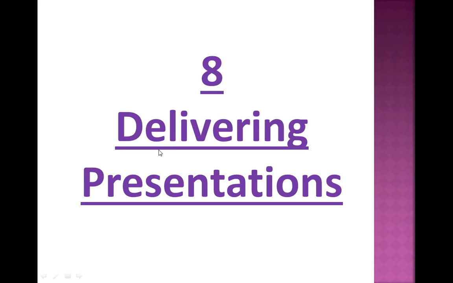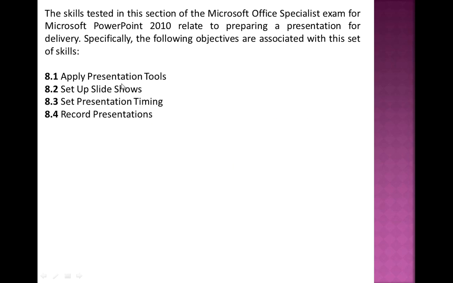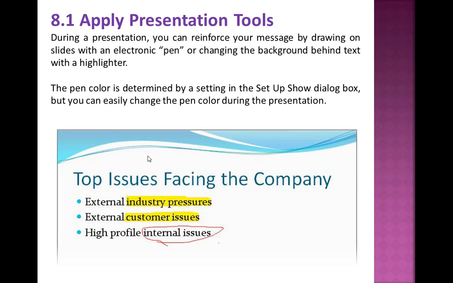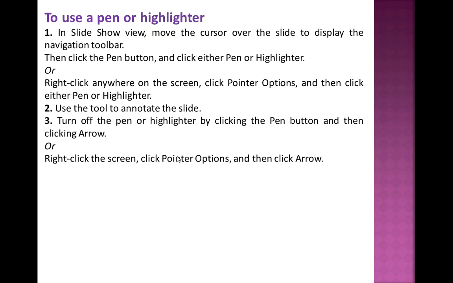We have also talked about chapter number 8, that is delivering the presentation. In this chapter, we talked about the 4 parts: applying presentation tools, set up slideshow, set presentation timing, and record presentations. First point is apply the presentation tools. This includes how to use the ink color, how to use the pen color, how to change the pen color, how to change the ink color during the presentation.